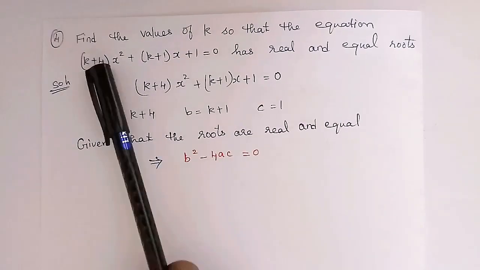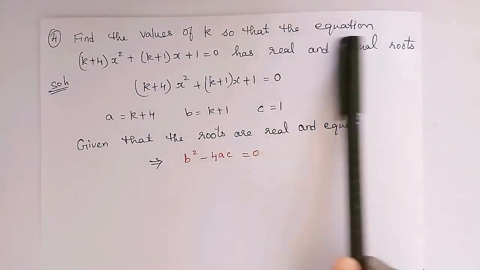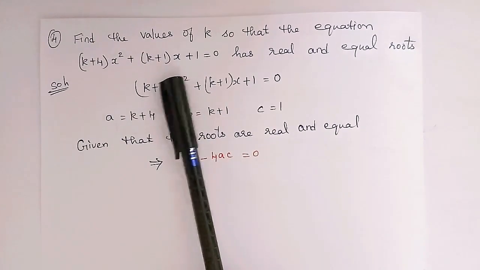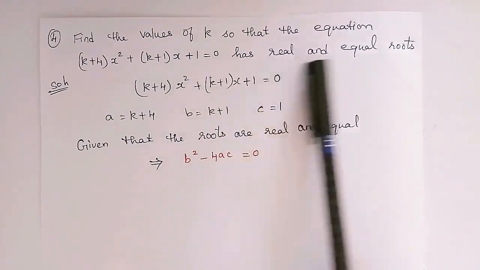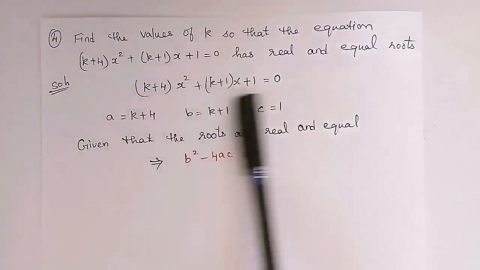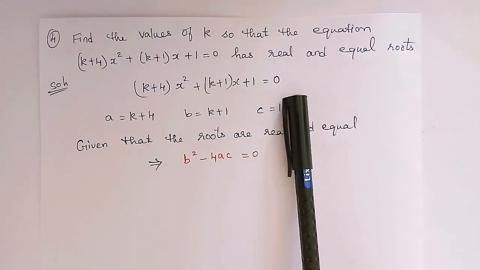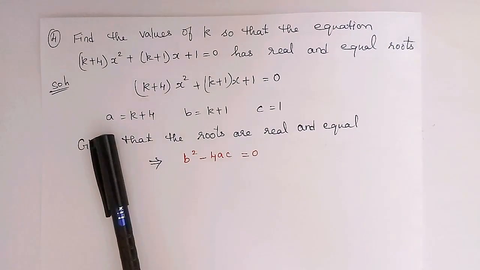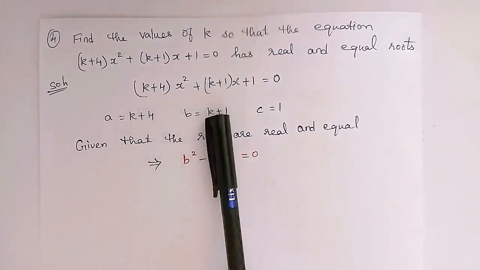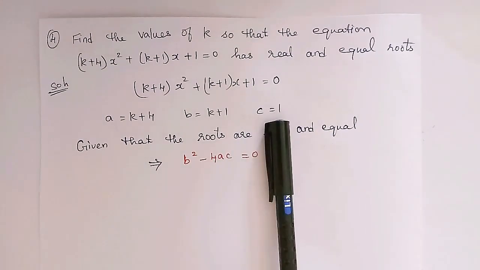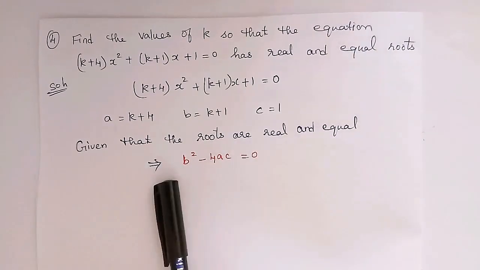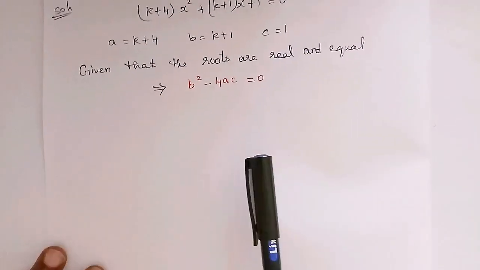Next problem. Find the values of k so that the equation k plus 4 into x square plus k plus 1 into x plus 1 equal to 0 has real and equal roots. Now we will take and write the question. After writing that, by comparing it with the general form of a quadratic equation, we will get a equal to k plus 4, b equal to k plus 1 and c value equal to 1. Given that the roots are real and equal, therefore b square minus 4ac value is equal to 0.